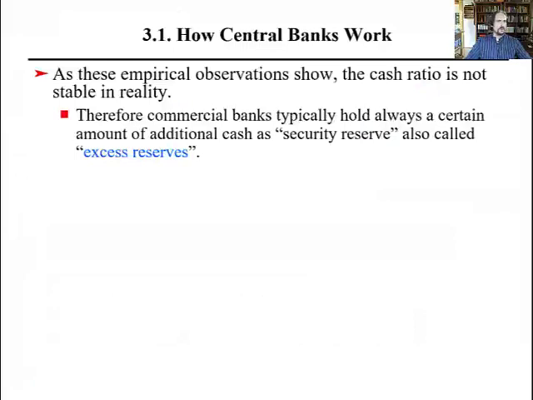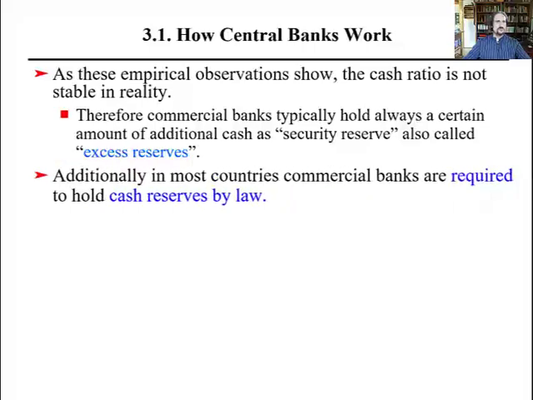As these empirical observations show, the cash ratio is not stable in reality. It has a long-run trend and it fluctuates on a yearly and, of course, even more on a daily basis. Therefore, commercial banks typically always hold a certain amount of additional cash as security reserve. We call these reserves excess reserves. Additionally, in most countries, commercial banks are required to hold cash reserves by law.